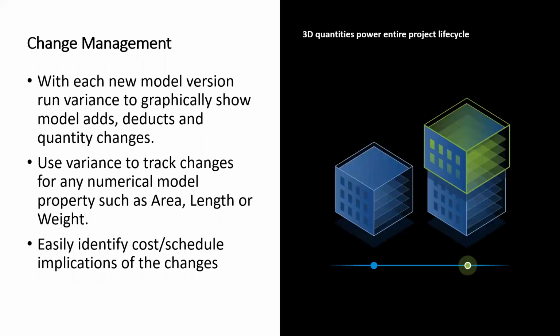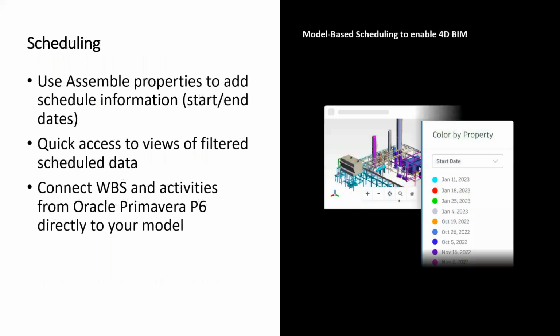With the new model version, essentially when a new model version gets released, Assemble runs a variance check, which graphically shows what parts of the model have been added, deducted, and changed in terms of quantity. In addition, you can also track any model properties such as area, length, or weight. Assemble, like I said before, also allows anyone to dive into 4D workflows.